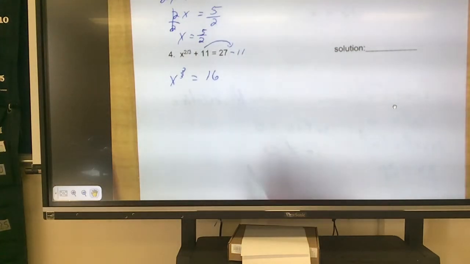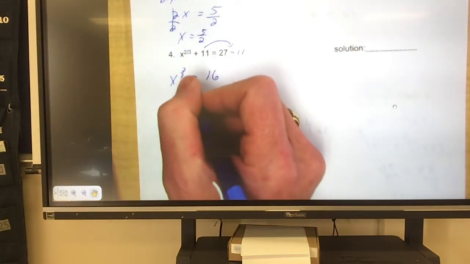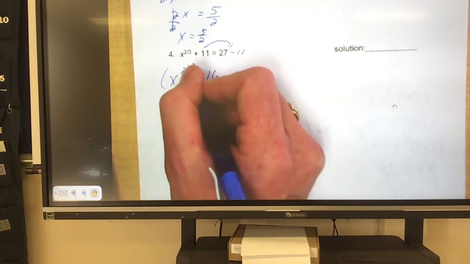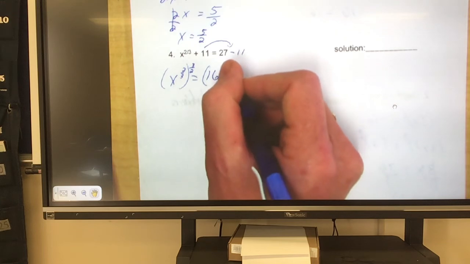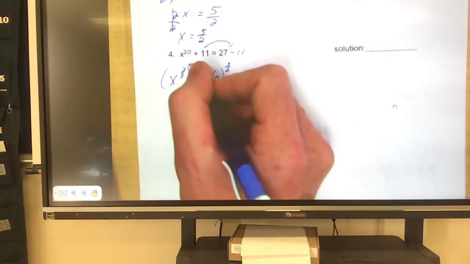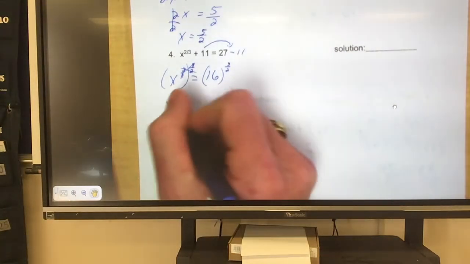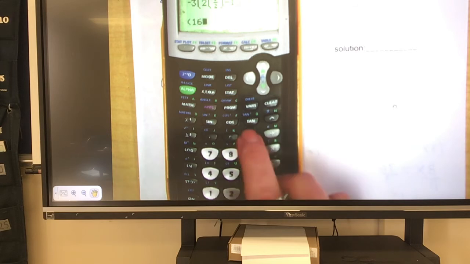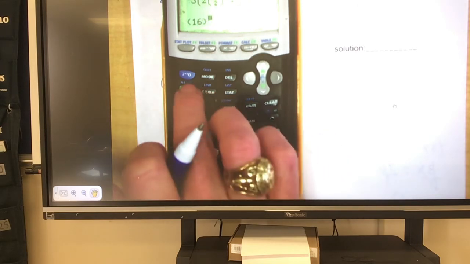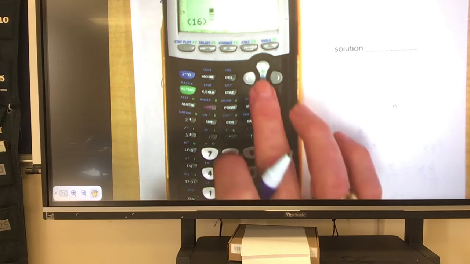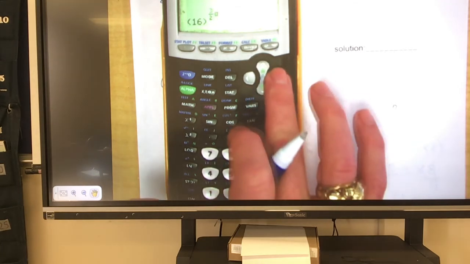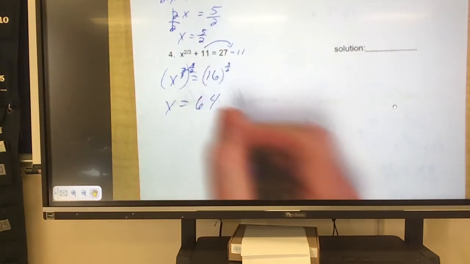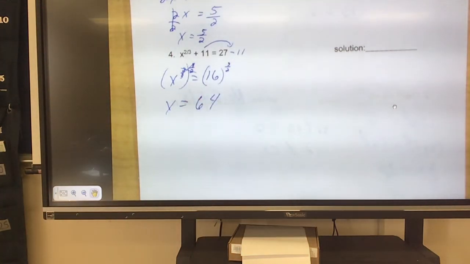Okay. Now on this one, to get rid of 2/3, I'm going to multiply by the reciprocal, which is raise it to 3/2. Same deal here, 3/2. Alright, they cross out. x equals whatever 16 to the 3/2 power is. So we have 16 raised to the 3/2 power, and that says 64. So x equals 64.